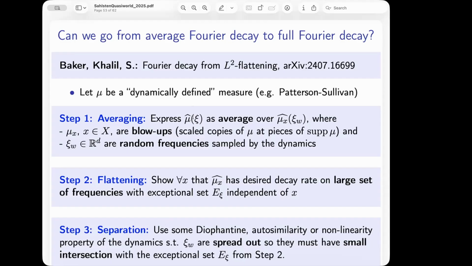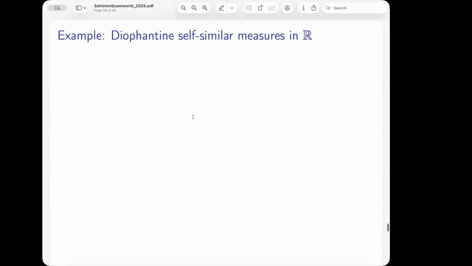And because I still have a couple of minutes, I'll do the case of self-similar measures on the real line, so that you can see really concretely what this whole thing is. You can actually follow these slides, especially if this is recorded, you can look at these slides later on.